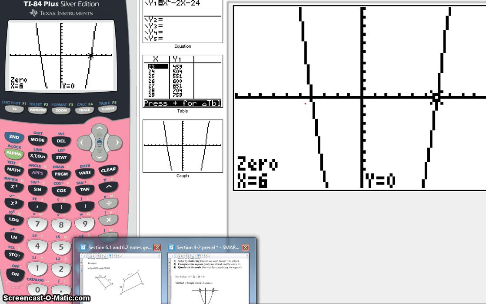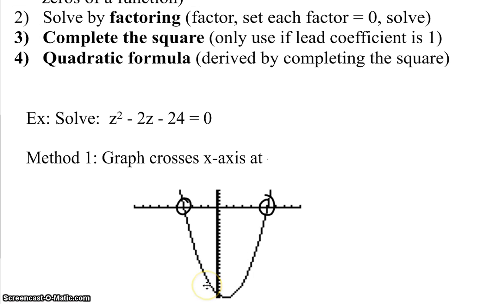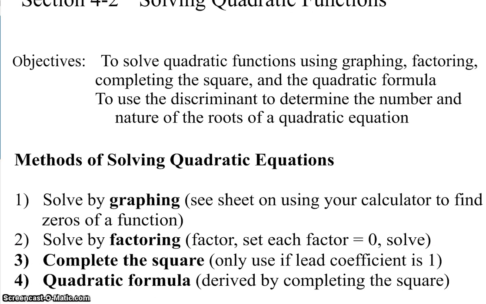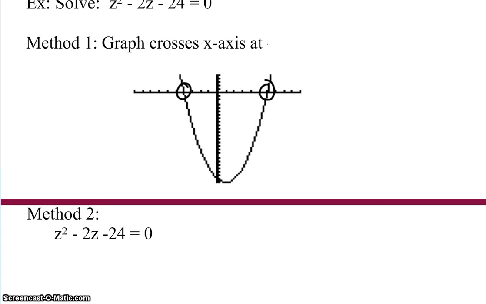The second technique is to solve the problem by factoring. So that means we actually need to be able to factor the equation z squared minus 2z minus 24. If you have forgotten your factoring techniques, you can always refer to the podcast or video on factoring. Here we go. First, one side must equal 0. Now I need to factor this. This is an easy factoring problem.